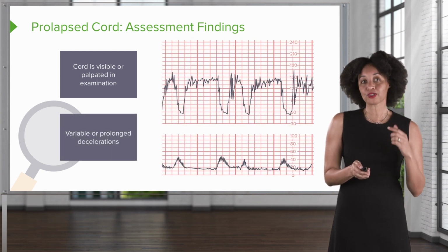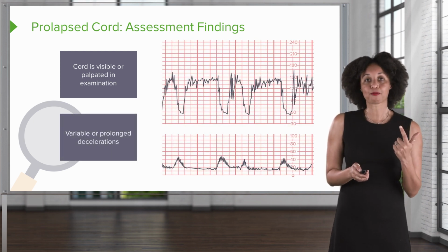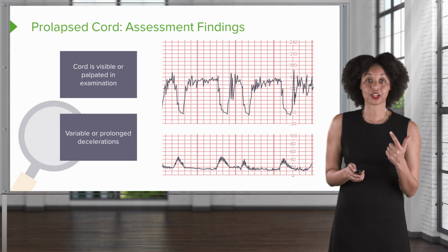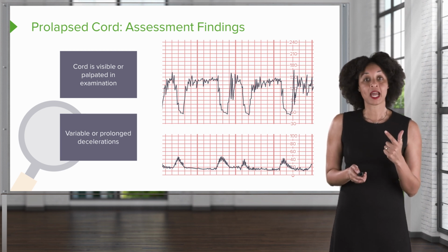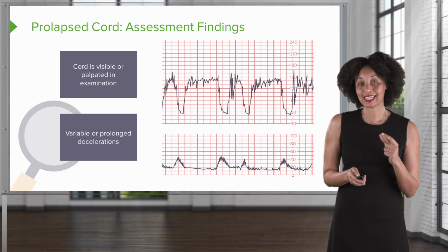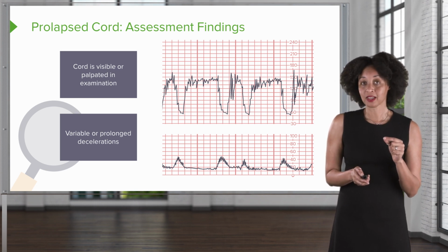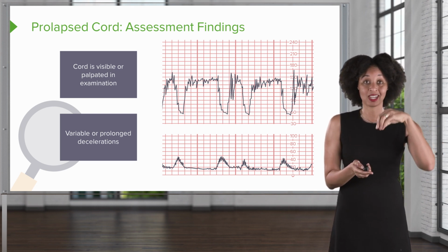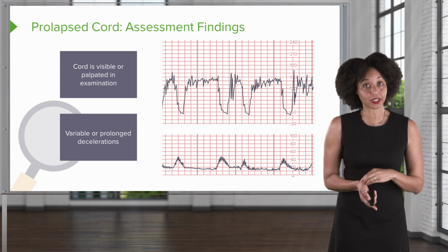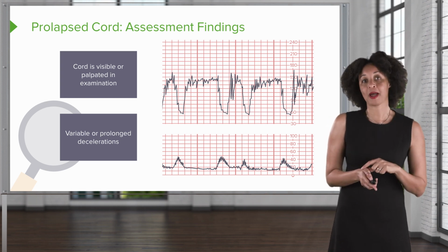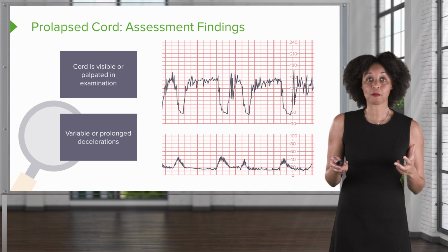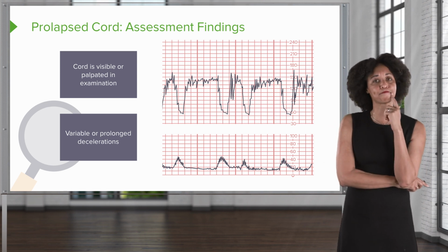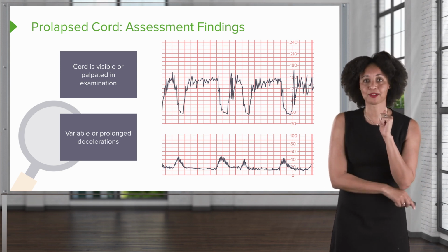We can also sometimes make a guess that we have a prolapsed cord from what we see on the monitor. Look at this monitor strip, and what you'll notice are variable decels. Variable decels are caused by cord compression. And obviously, if the cord is coming out and the baby's presenting part is sitting on top of it, we're going to have cord compression. So this might be the pattern that the nurse notes on the fetal monitor that makes them go, I wonder if there's a cord prolapse.